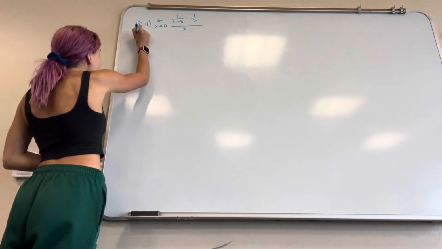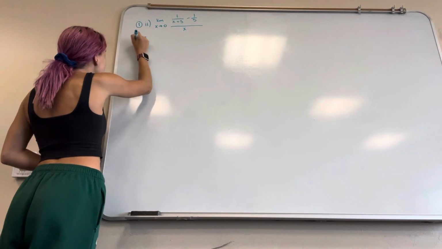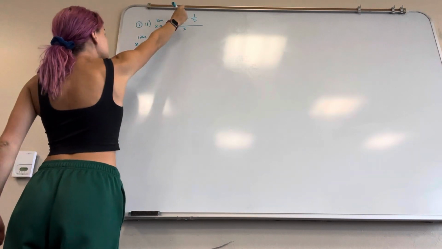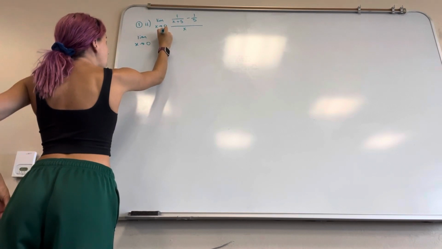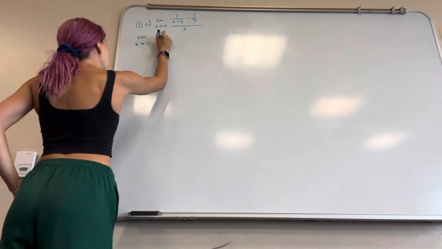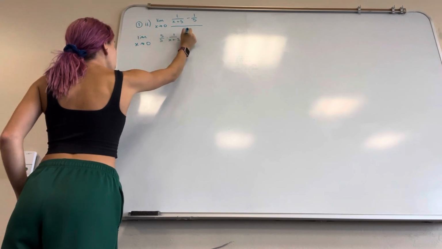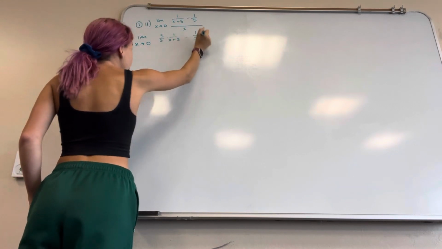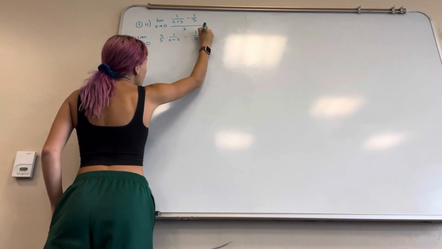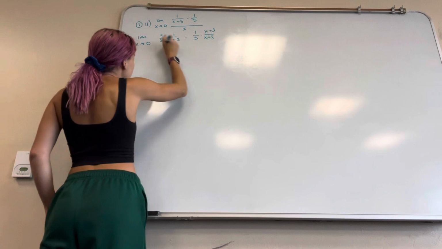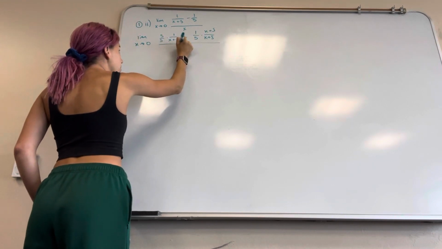So we're going to rewrite the problem and try to rationalize it. So limit of x going to 0, and then to rationalize this left portion, I'm going to multiply it by 5 over 5. And then for the right portion, I'm going to multiply by x plus 5 over x plus 5. And then the entire thing is still over x.